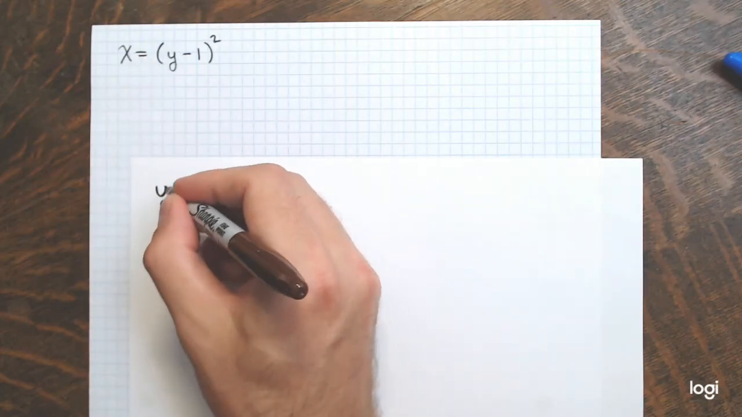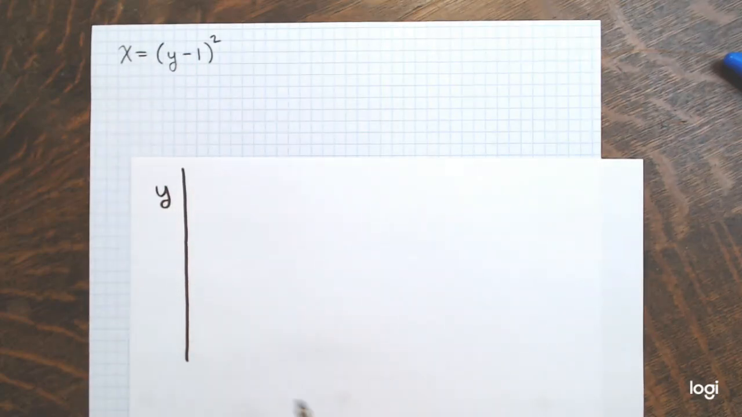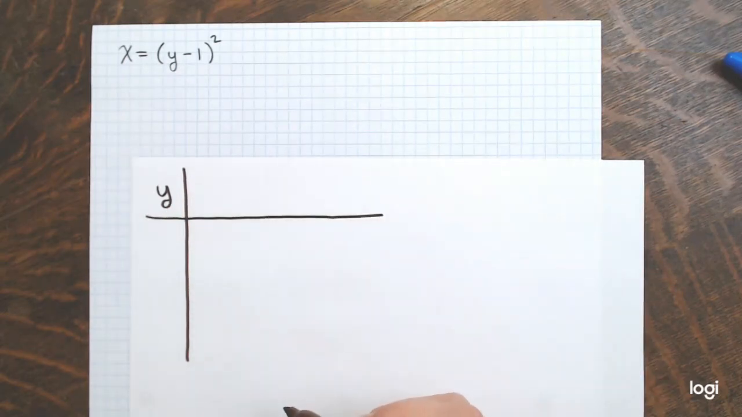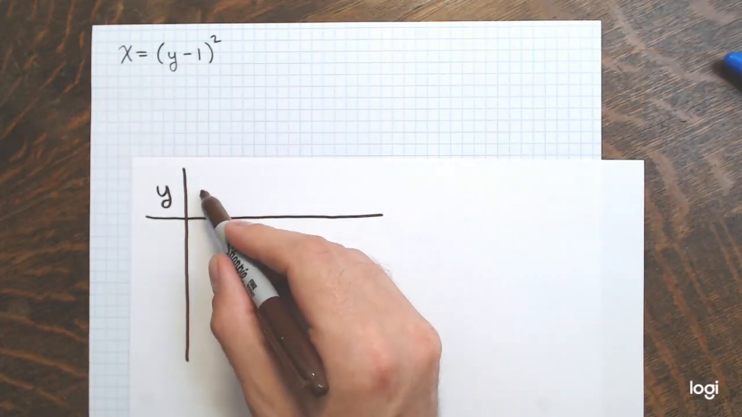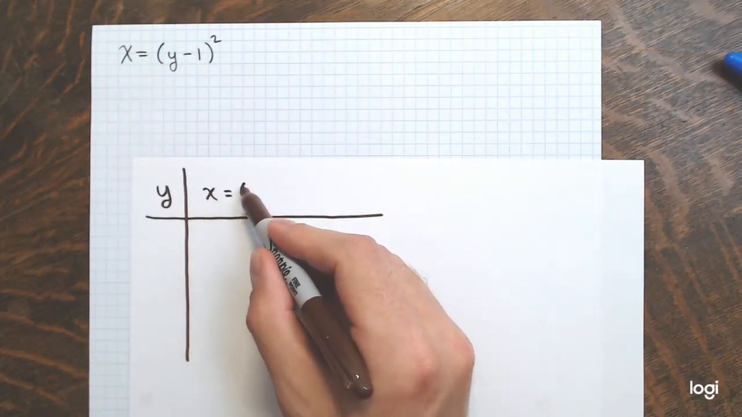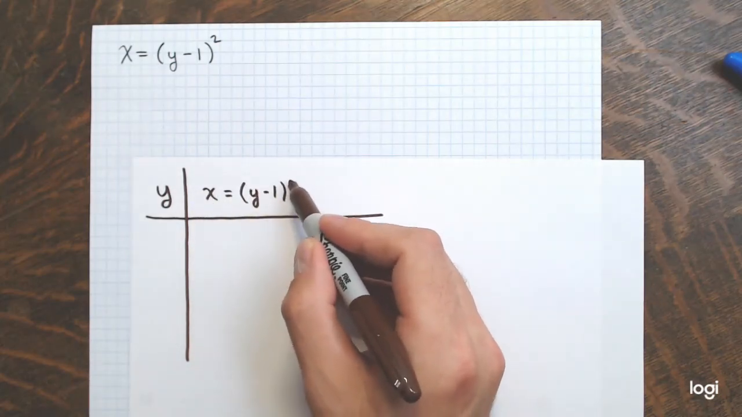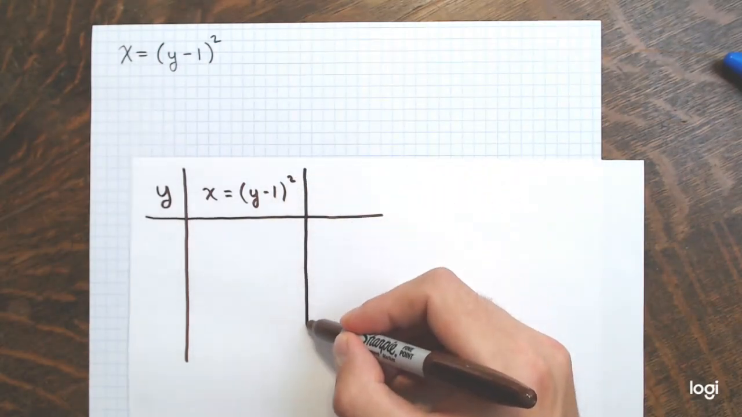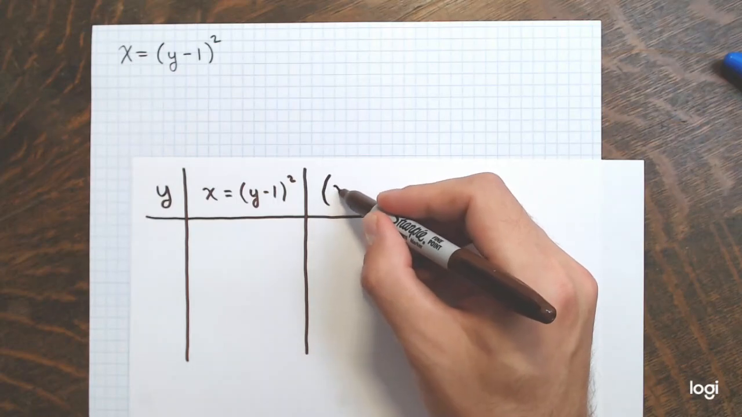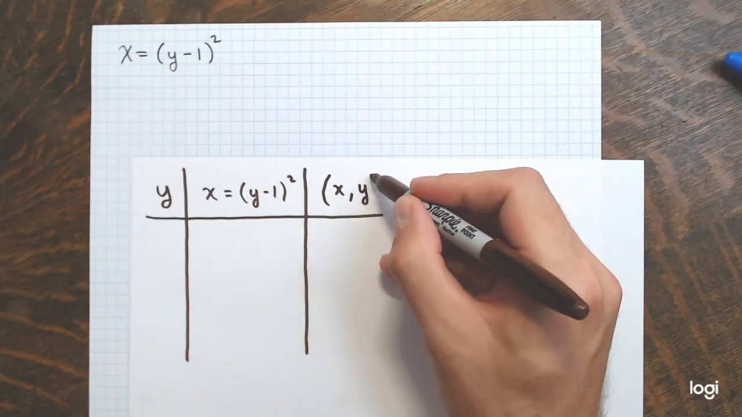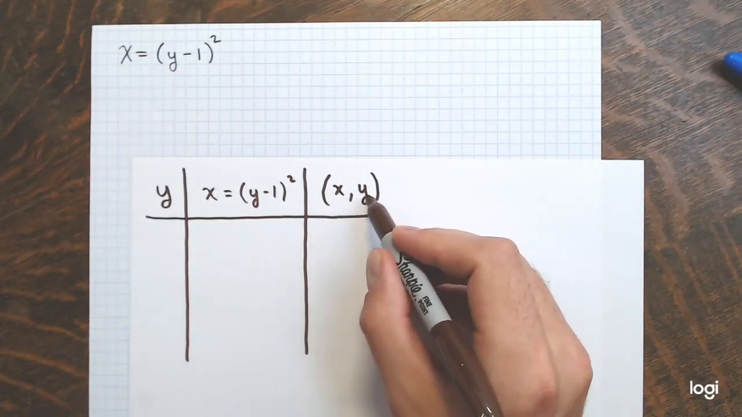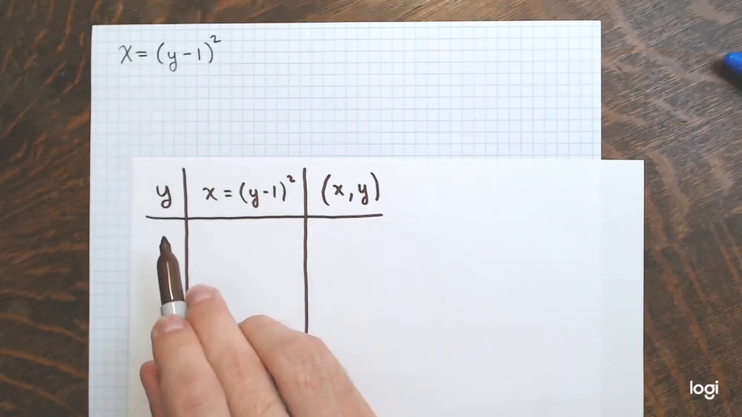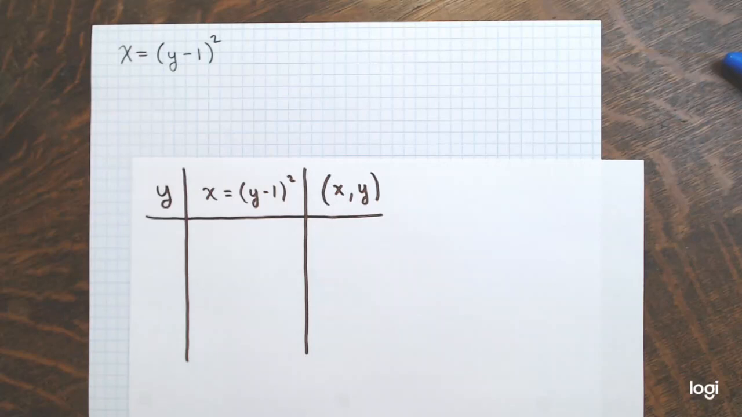So in my table, the first column is going to be y coordinates, the values of y I'm plugging in. Then the second column is how I'm going to calculate x, by just writing the equation again, x equals (y minus 1) squared, and we'll get our x coordinate. And then the third column is the point that we're going to plot, with the x coordinate first and the y coordinate second. So whatever you get here is the x coordinate, and whatever you plug in here is the y coordinate.